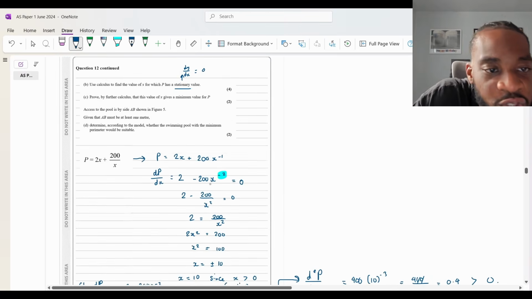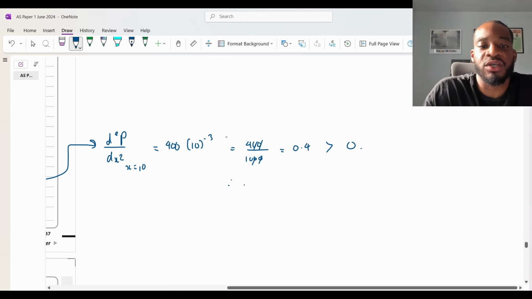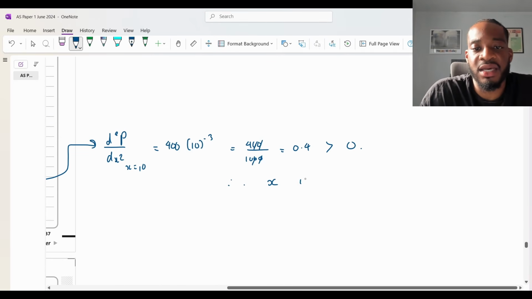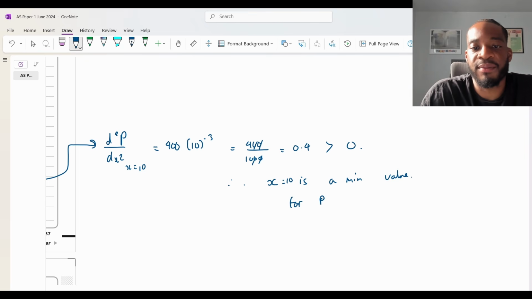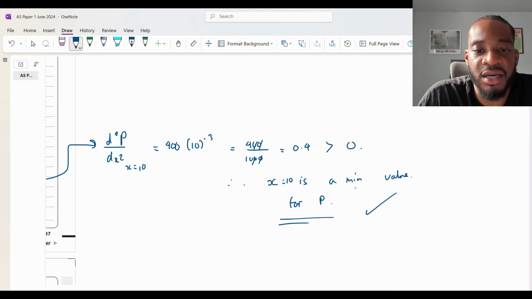And let's just use the wording of the question. Prove by further calculus the value of x gives a minimum value for p. So you could just say, therefore, x equals 10 is a minimum value for p. And that is it. I think this was part C finished.